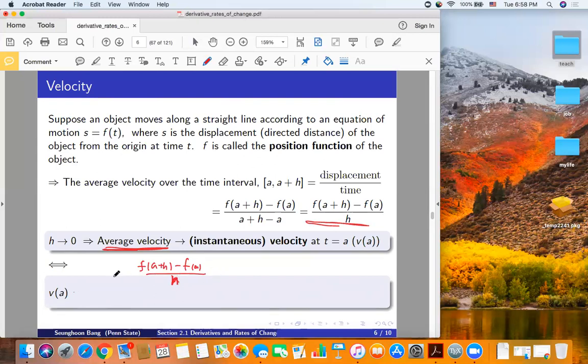Average velocity approaches instantaneous velocity. Notation is VA as h approaches zero. What's that? Exactly the same as f prime of a. What's that? Derivative. How can you find the instantaneous velocity? Just use f prime of a, exactly the derivative of f at a. This is velocity. This is the idea. Like this.